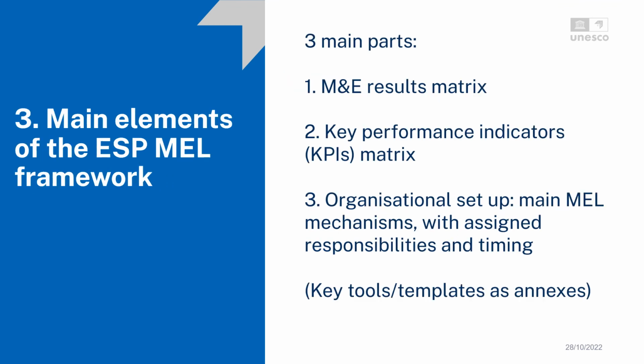We now know why MEL is important for the ESP implementation and what the preconditions are for effective monitoring and evaluation of plans. But what about how MEL is actually covered within the ESP document? Remember we said that there is a MEL chapter within the ESP. Well, this chapter usually includes a MEL framework made up of first, an M&E results matrix, describing the outcomes that the ESP hopes to achieve, and for each of them, the priority outputs with indicators, baselines, and intermediate and final targets for each outcome and priority output.